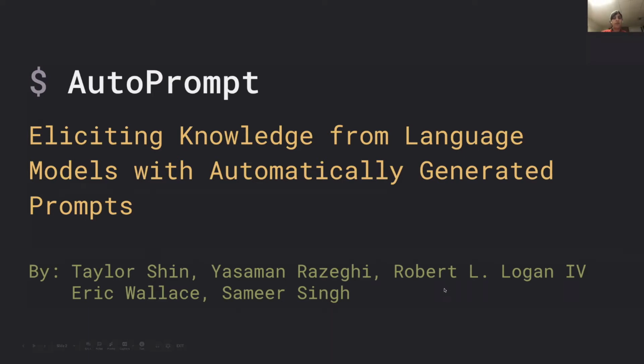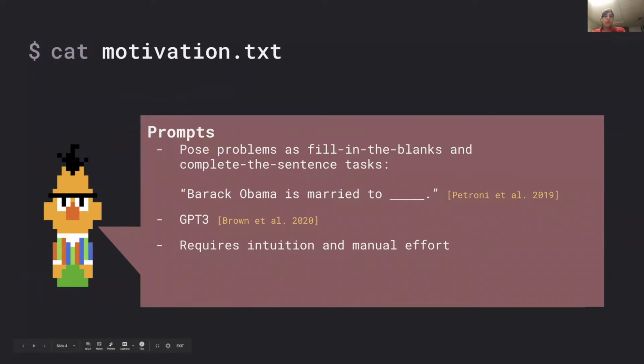I'm going to present our work, AutoPrompt, a method to elicit knowledge from pre-trained language models. Some recent work used prompts to solve tasks with the pre-trained language models, like the LAMA paper, which shows that these models are able to complete knowledge triplets. Also, the recent GPT-3 model solves many tasks just using prompts.